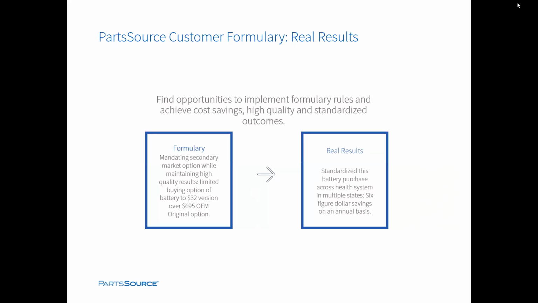By making this simple switch in purchasing behavior and mandating the alternative battery through a formulary, this customer was able to achieve a six-figure savings on an annual basis. And I just want to point out that this six-figure savings number was achievable on one part number. And that's the impact that putting a formulary in place can have on an organization.